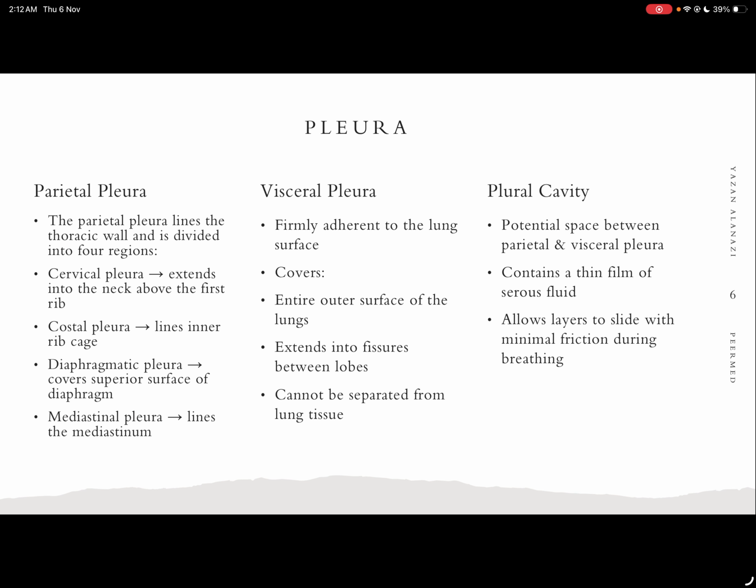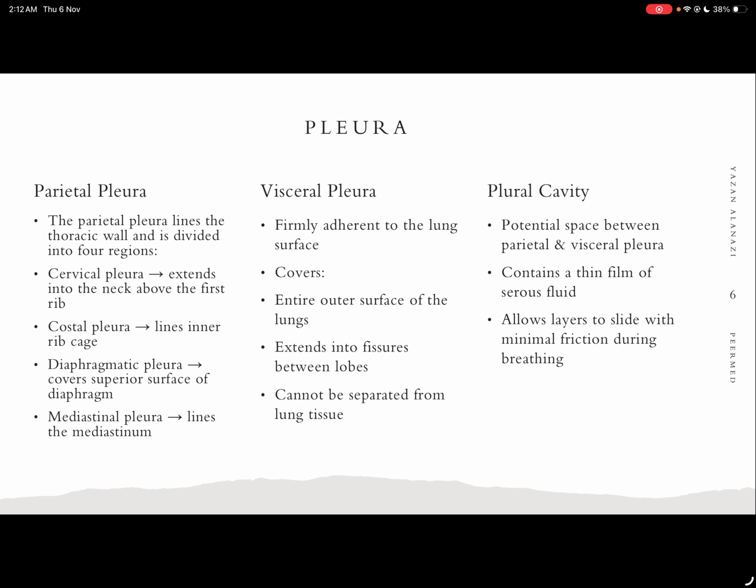The pleura. We have two types of pleura. We have the parietal pleura, and I've attached the images here. So let's read this out and see the images: the parietal pleura and the visceral pleura, and the pleural cavity, which lies between the parietal and the visceral.